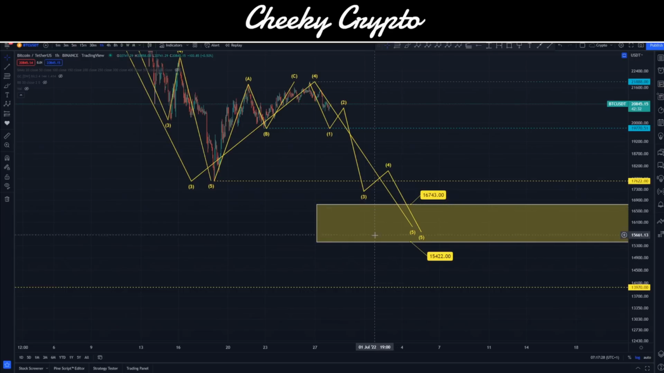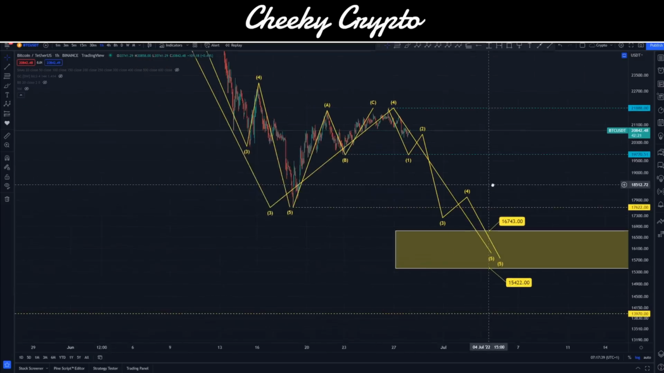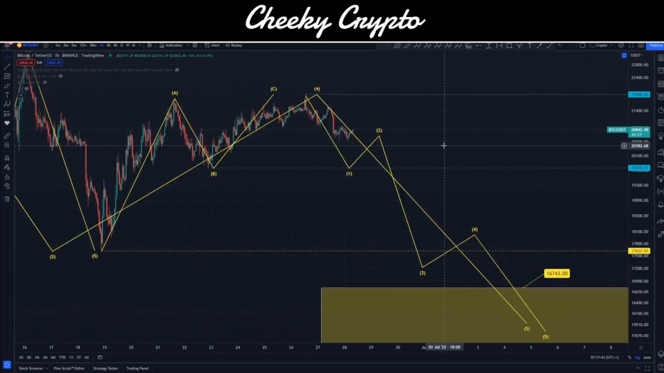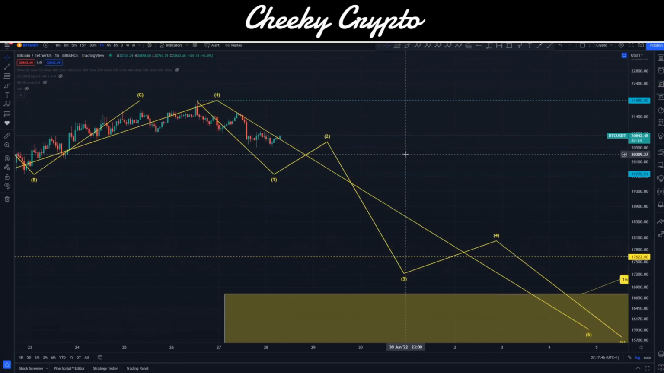Once we've completed this structure, then I want to reverse and I want to move on up. This puts us in a really good spot for many altcoins, much accumulation, etc. So for Bitcoin to come down here is kind of ideal, really, to complete all of the structures that we've been talking about, not just for Bitcoin, but for many other altcoins as well.